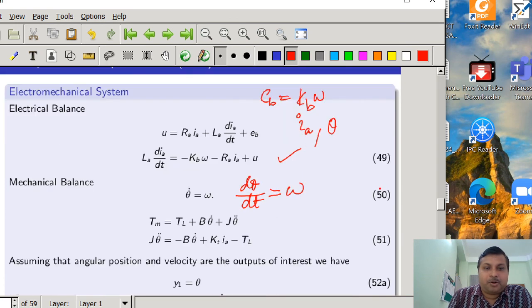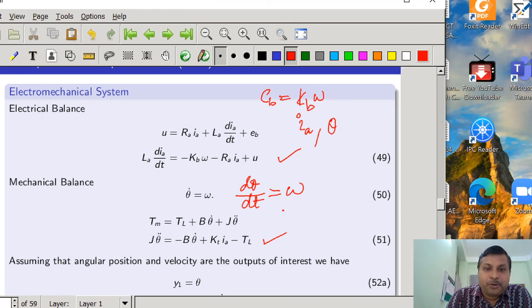If you write the torque balance equation, that is Tm equal to TL plus Bθ̇ plus Jθ̈. So now we are writing Jθ̈ is equal to minus Bθ̇ plus Kt into Ia minus TL. Now you are finding that this is a second order differential equation. Already we have assumed that dθ/dt is equal to ω, means θ is a state variable.